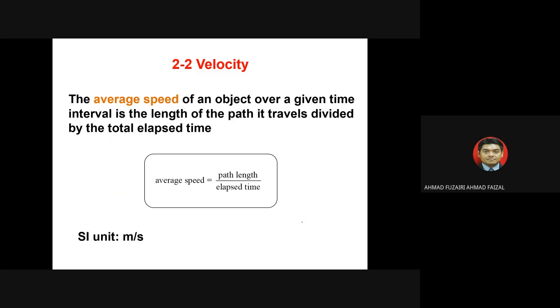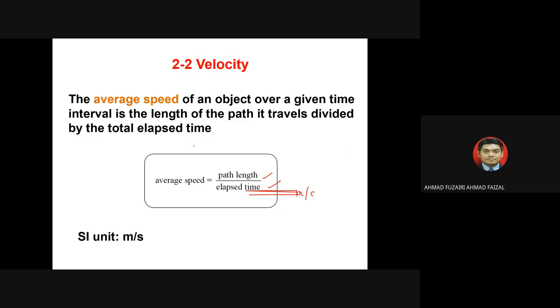Okay, so this is the velocity, the average speed of an object over a given time interval, total length over total time, in meters per second. And obviously, velocity is a vector quantity.